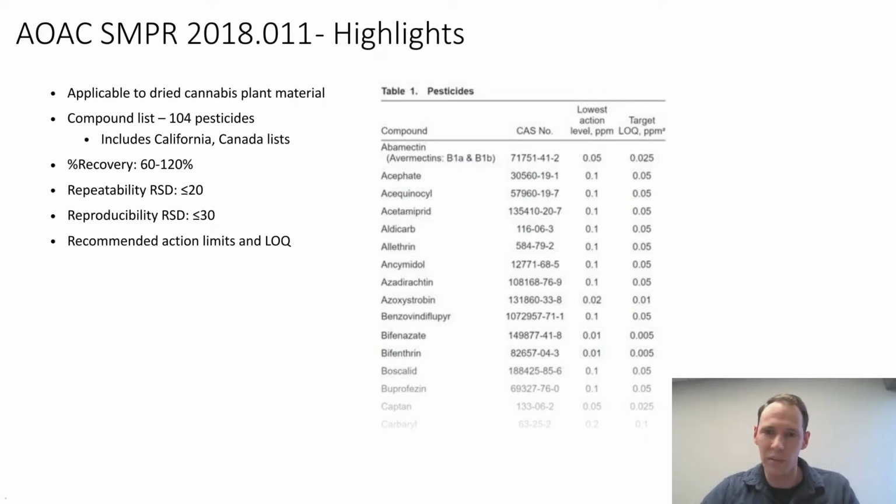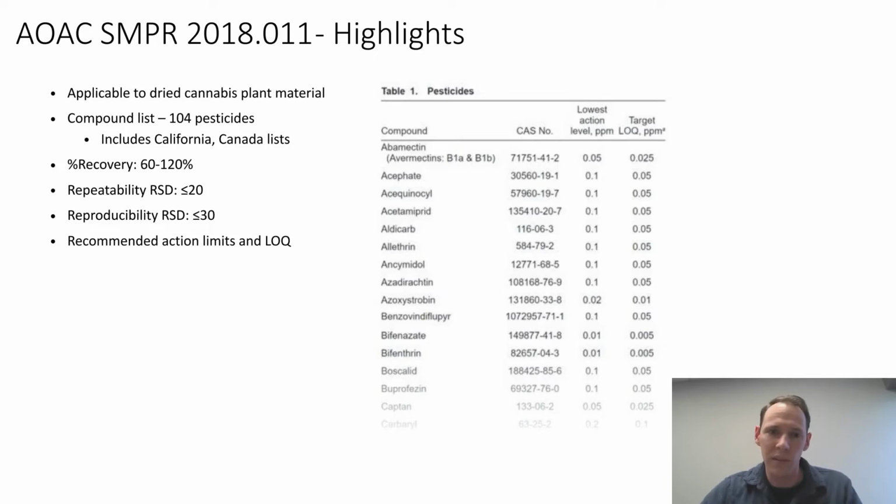So the purpose of an SMPR in general is to serve as a guide for labs to submit possible methods for consideration as a standard method. And some of the highlights for the SMPR for pesticides in cannabis in particular are shown here. There are a number of requirements, such as the total number of pesticides to be tested for. In this case, there are 104.